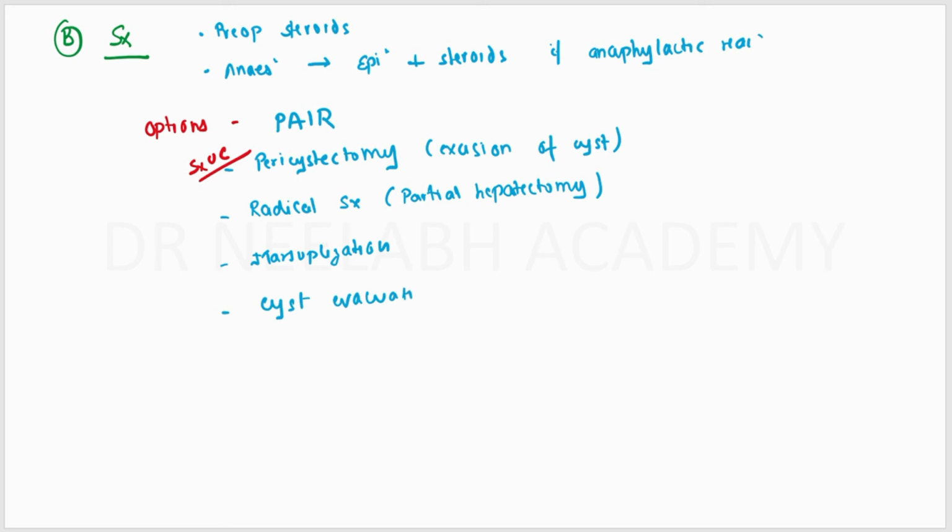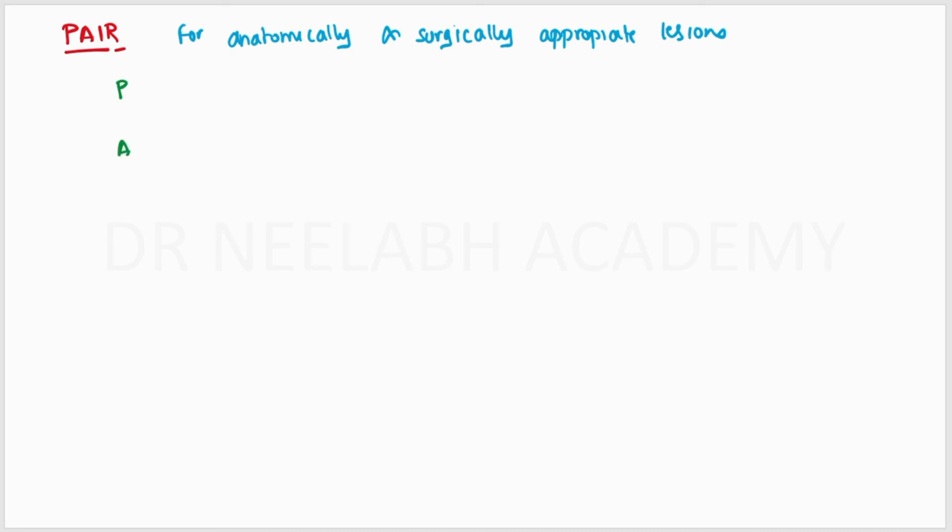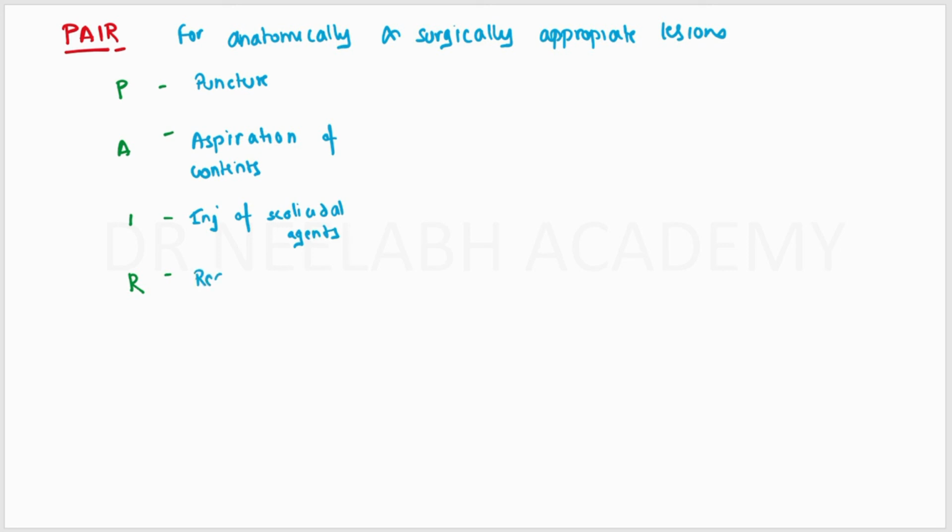Others can be marsupialization, cyst evacuation with omentoplasty, capitonnage, and introflexion. We don't want to get into the details of these. Now, the PAIR. This is done for anatomically and surgically appropriate lesions. P stands for puncture of the cyst. After puncturing, we aspirate its contents, then we inject the scolicidal agents, and then we re-aspirate the contents, and this process is repeated again and again.